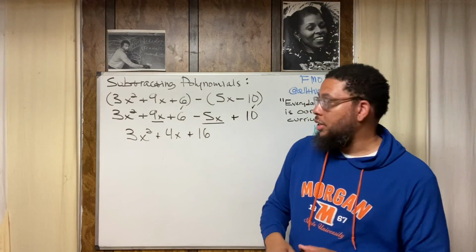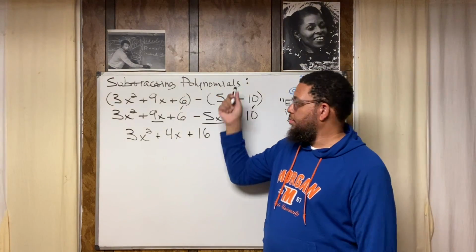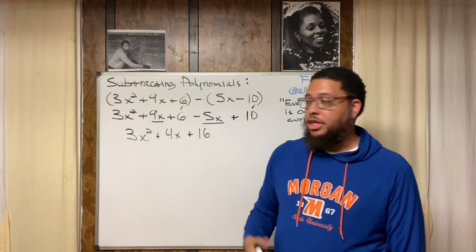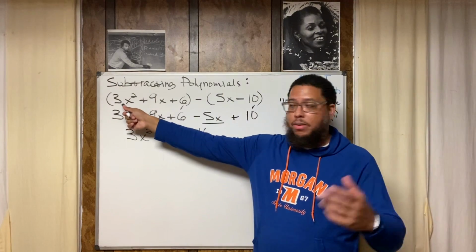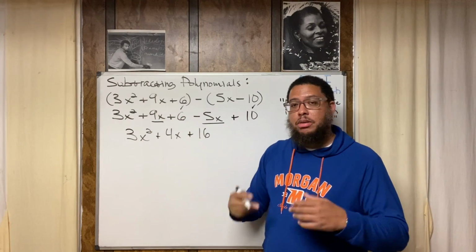Remember what a polynomial is. The prefix poly means more than one. Nomial means a term. All right, a term. 3x squared is a term. 9x is a term. 6 is a term. They're different types of terms, but they're terms.